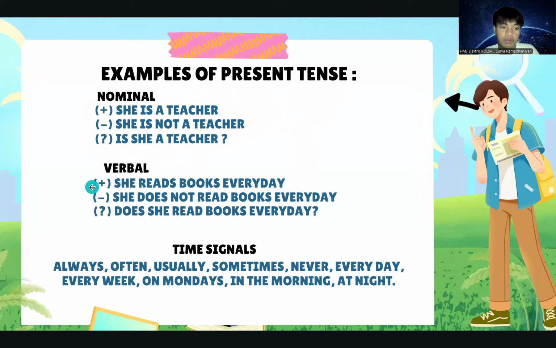categories. Positive form, she reads books every day. Negative form, she does not read books every day. And then the interrogative form is, does she read books every day?